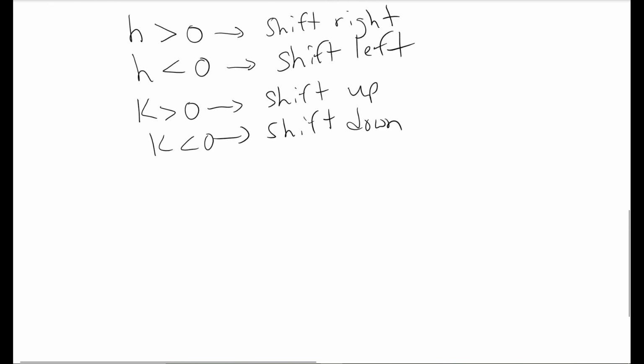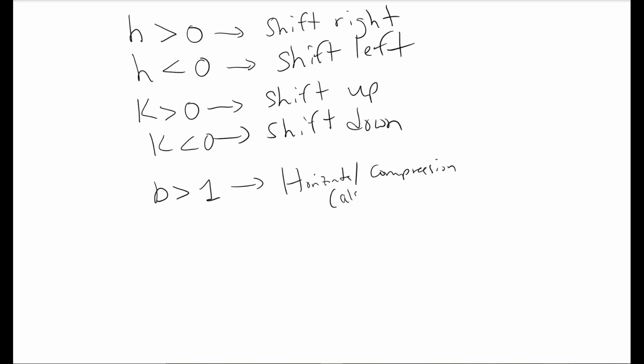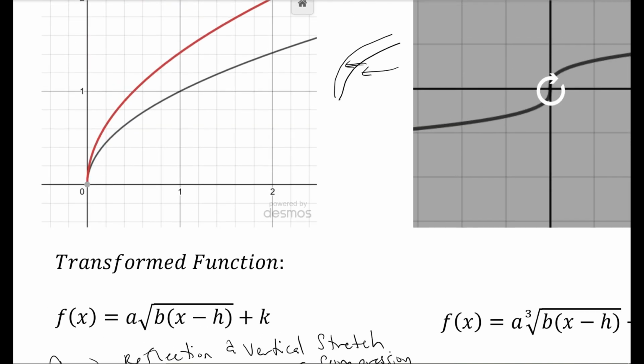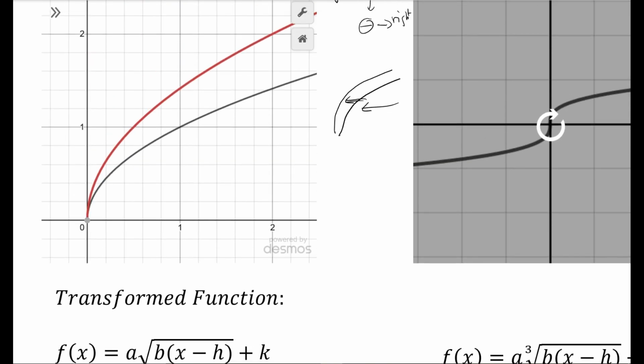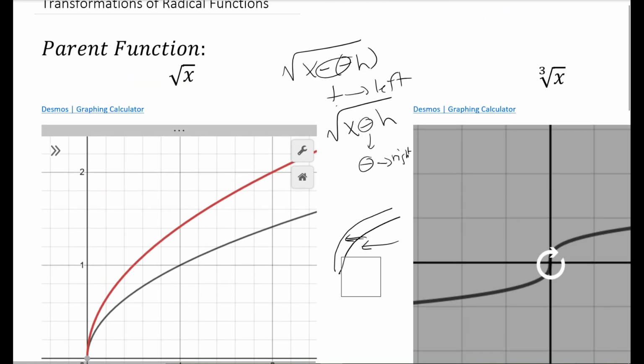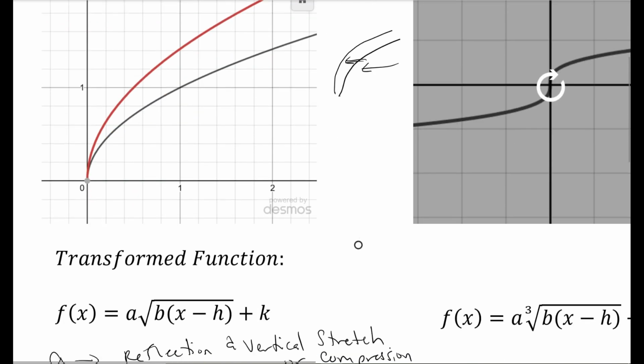So if B is greater than 1, it's a horizontal compression. You can also think of it as a vertical stretch, because it kind of looks like a vertical stretch as well. So it's being compressed horizontally, but you can kind of tell it's being stretched vertically as well. So it's kind of both. All right, but we refer to it as a horizontal compression.